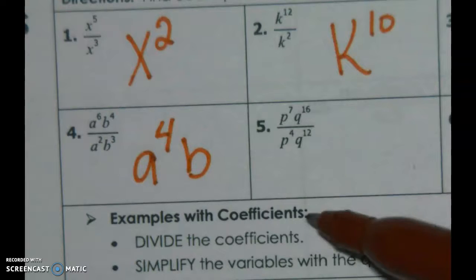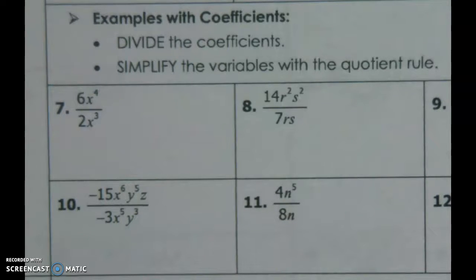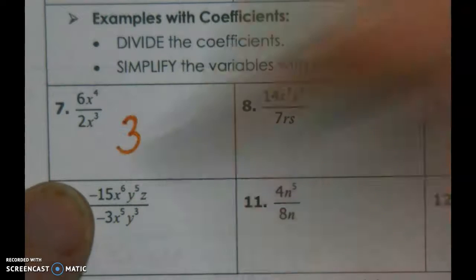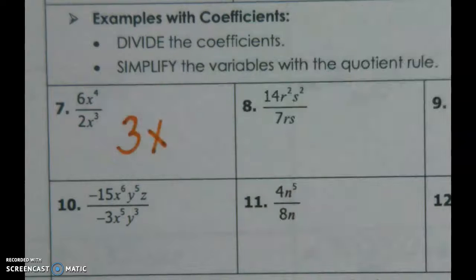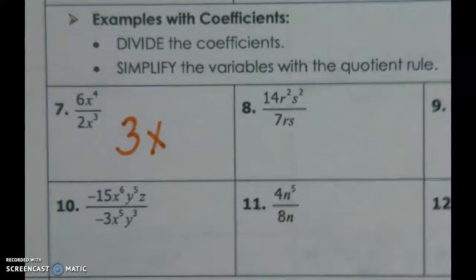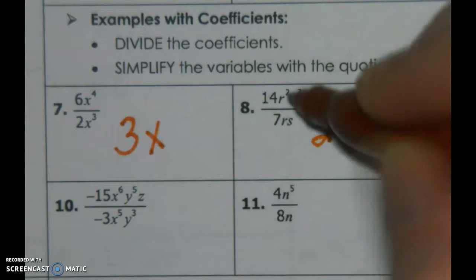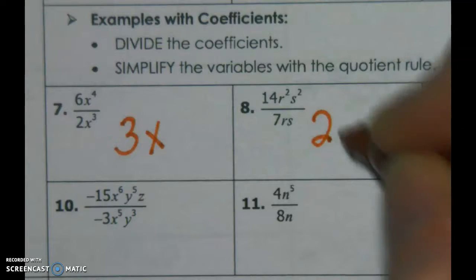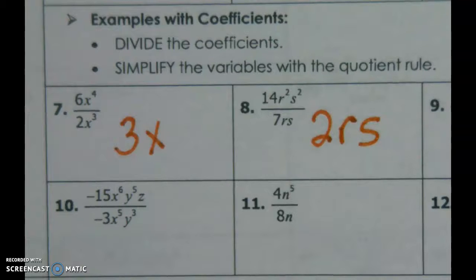Now, what happens when there are coefficients? Well, just like with powers, you're just going to do the division. 6 divided by 2 is 3. We've got our x. 4 minus 3 is 1, and all we're left with is 3x. 14 divided by 7 is 2. r squared and r to the 1st. Well, 2 minus 1 is just 1. And then 2r. There you go.